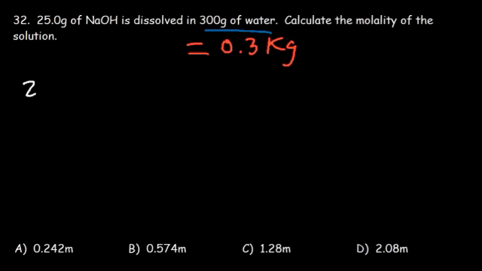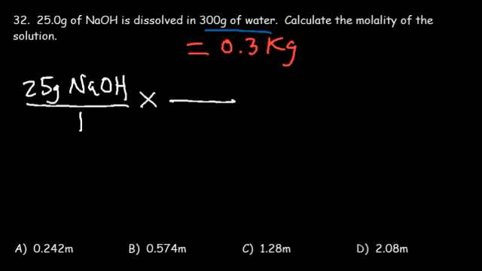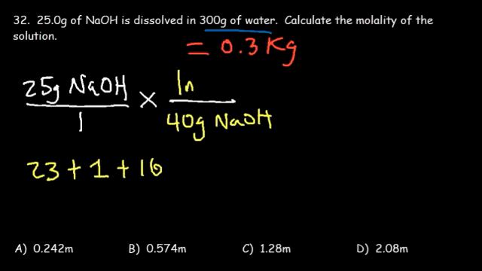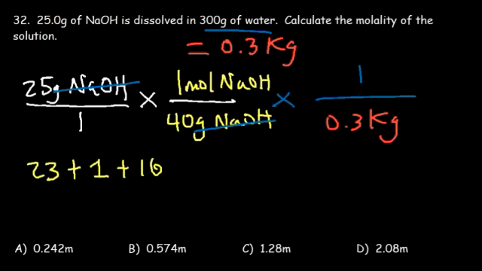Let's start with 25 grams of sodium hydroxide. And let's convert it to moles. To convert grams to moles, you need the molar mass. According to the periodic table, sodium has an atomic mass of 23, hydrogen is about 1, and oxygen is 16. So NaOH has a molar mass of 40 grams per 1 mole. So notice that the units grams of NaOH cancel. So right now we have moles. So now we've got to divide it by the 0.3 kilograms of solvent.